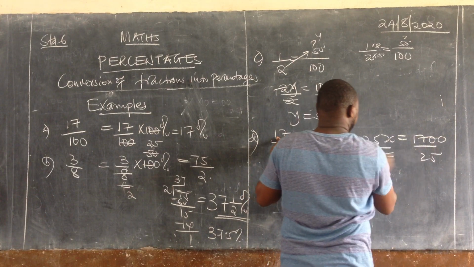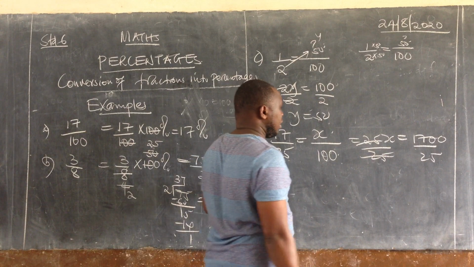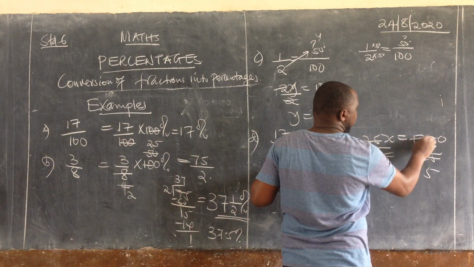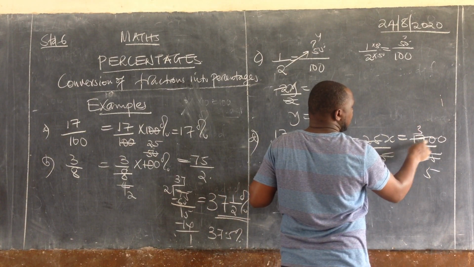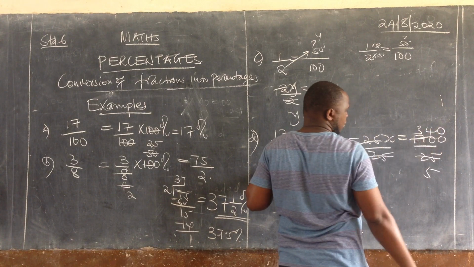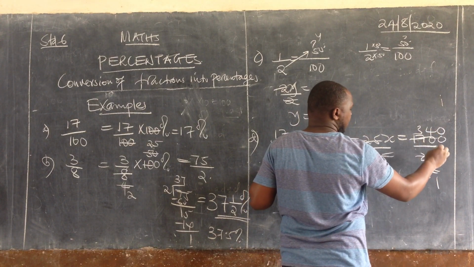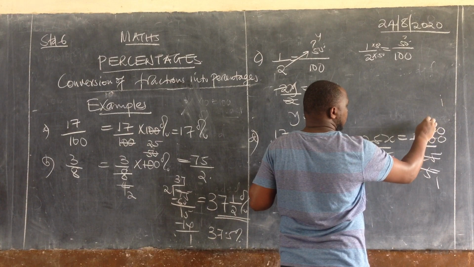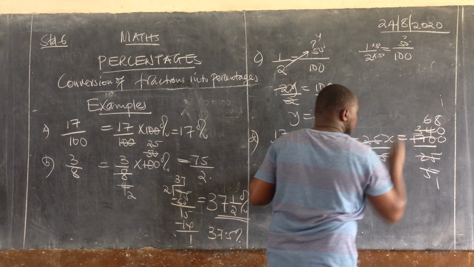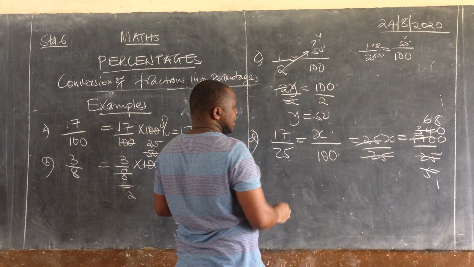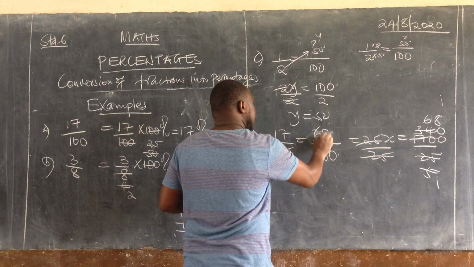over 25. So in that case, divide by 5: 3 times 5 is 15, 20, 0, 340. Divide by 5 again: 1, by 5, 6 times 5 is 30, 8. So in this case, you are going to realize that our x is going to be 68.